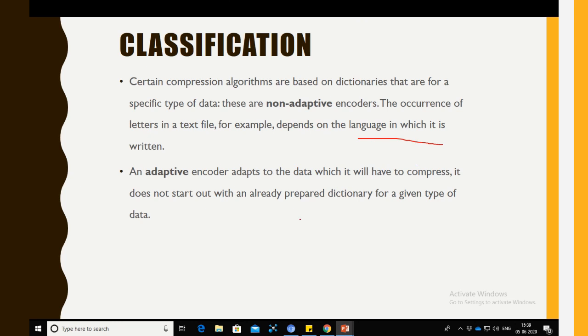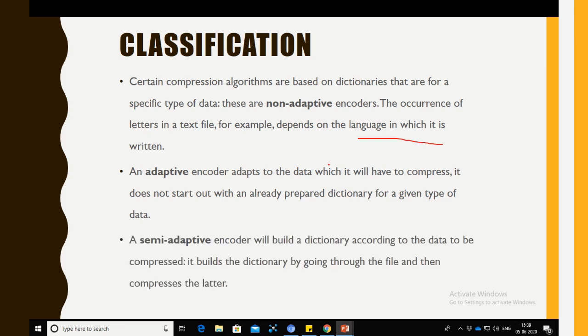Then we have the adaptive encoder, which says that we will not be going for any dictionary. We don't have any knowledge of that particular language. So whenever data comes to it, we will adapt to it. We'll read the first sentence, then read two or three more sentences, and then we will probably make the dictionary.